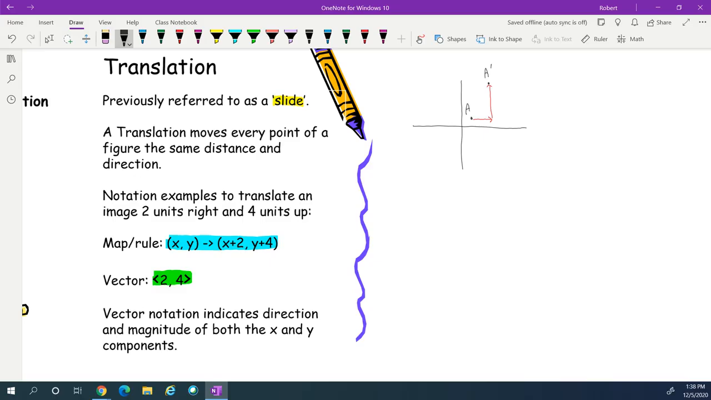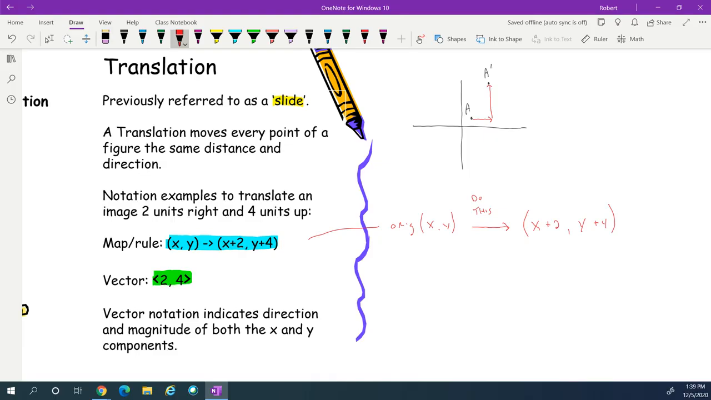Well, look at that rule. That rule says take the original X and Y and do this. Take all the X's and add 2. So that moves it to the right. Take your Y value and add 4. That moves it up. So that's how we got from our A to our new location A prime.